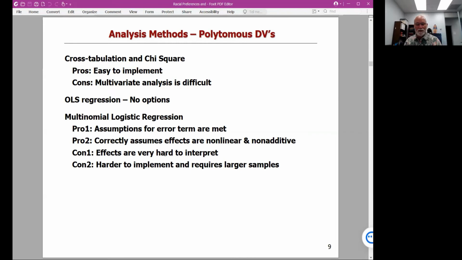Multinomial regression effects are very difficult to interpret. Usually we have to do some kind of predictions to spell out what the implications of results are. And the coefficients themselves are very difficult to interpret except in simple models. The model itself is pretty difficult to implement. You need specialized software, and like all maximum likelihood procedures, it requires large samples to be confident about your significance test.